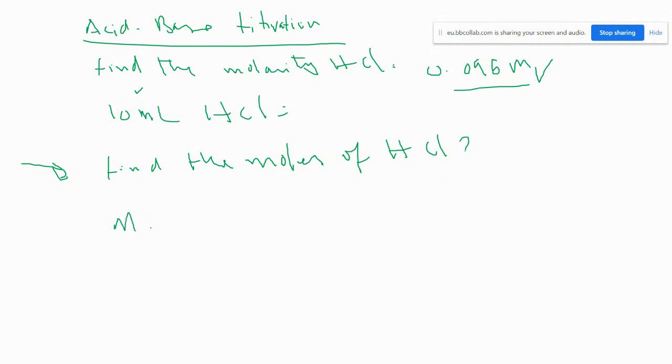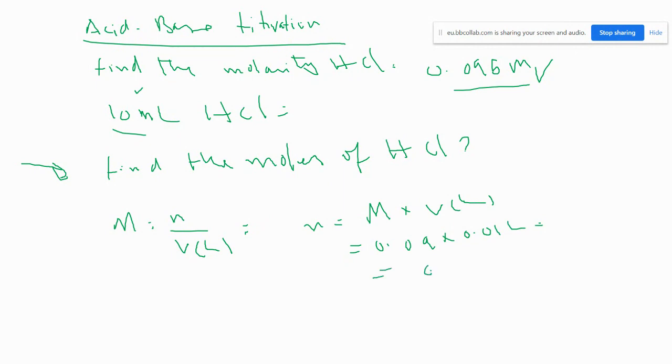Use the formula. Molarity is equal to moles divided by volume in liters, or moles is equal to molarity multiplied by volume in liters. You have molarity 0.095 and the volume is 10 milliliters, but you change it into liters, it will become equal to 0.01 liter. That's it. The moles will be 0.0095, or you can say 9.5 times 10 to the power minus 3 moles.